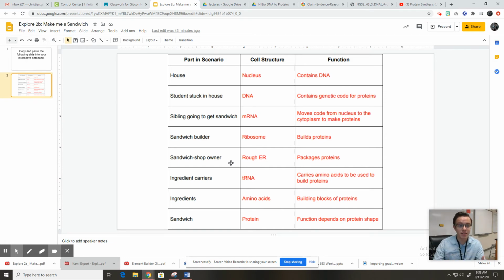Okay, so I hope all that makes sense. I hope that analogy helps this otherwise really abstract concept make sense. So that's just the first part of this assignment: I would like you to read it, make sure you have those right, and then copy and paste that into your interactive notebook.